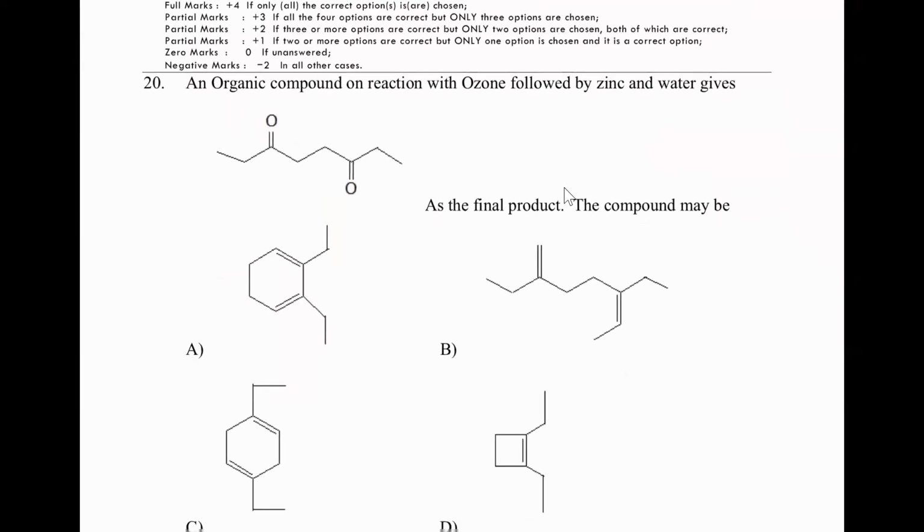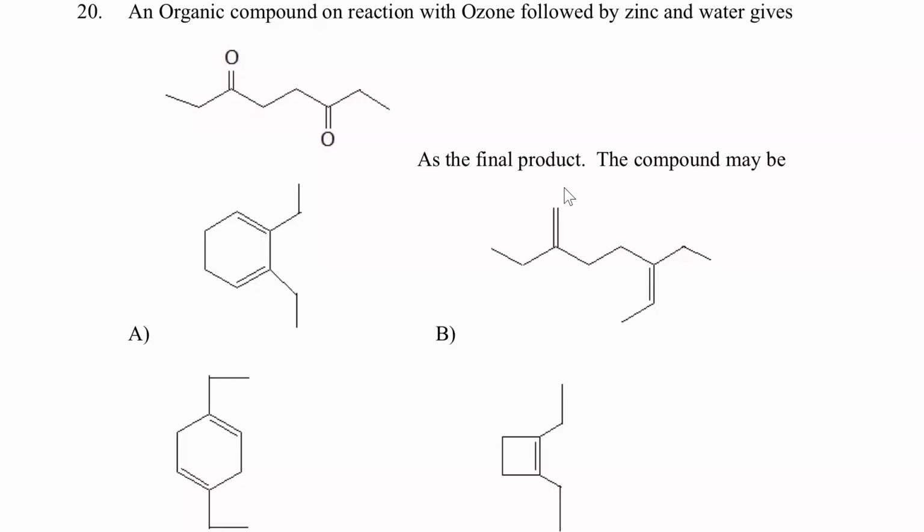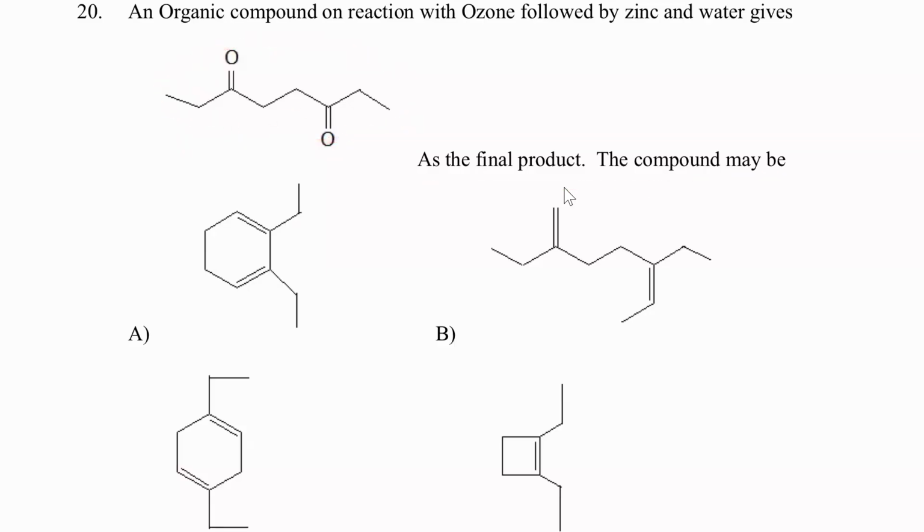Day 2 assignment 1. This one. An organic compound reaction with ozone followed by zinc and water gives... Please read it, everybody. So we are getting this as a final product. The compound may be... Okay. So one could be in an open chain form, one could be in a closed chain form. So imagine if these two are closed.